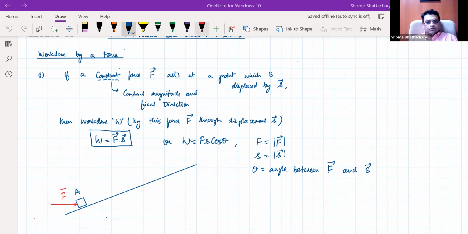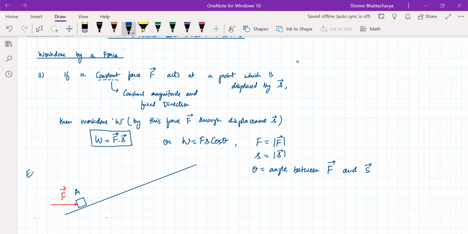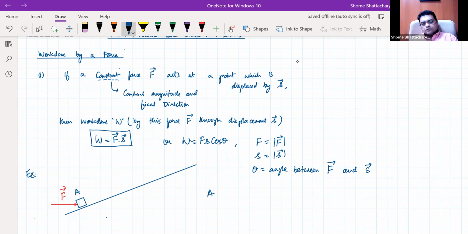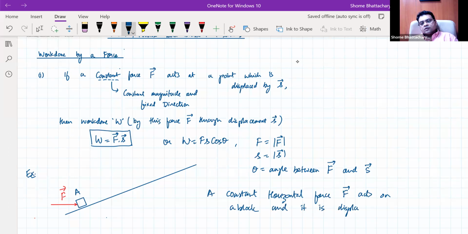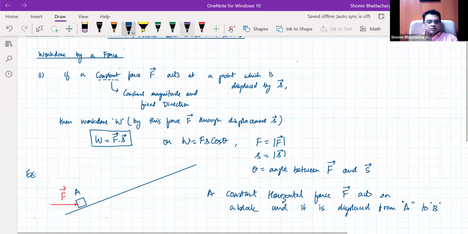All right. So if we are applying a constant force, suppose for example, horizontally on a block like this, it acts on a block and it is displaced from, let's say, the point which I'm showing as E. So after some time it has reached this other position, let's say. So it's reached here.